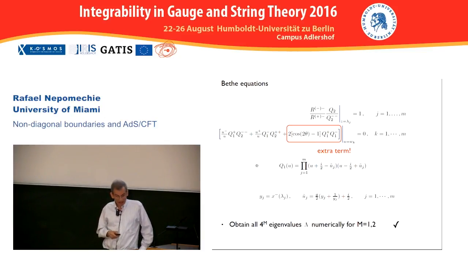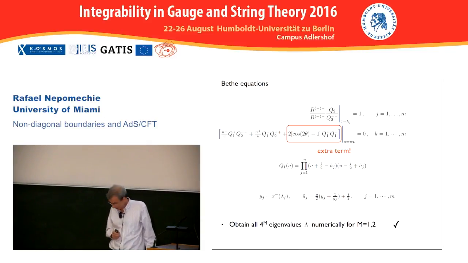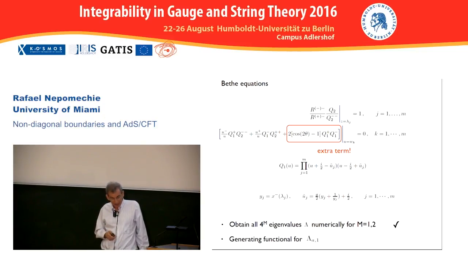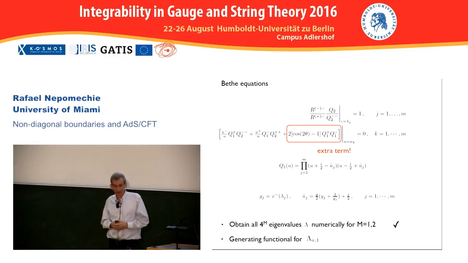And as a check, we obtained all 4 to the m eigenvalues of the transfer matrix numerically for m equal to 1 and 2. So we checked the completeness, so we have confidence in this result. And then also this generating functional I showed you before for the XXX, the same trick can now be applied here to generate all the eigenvalues of all the fused transfer matrices too.